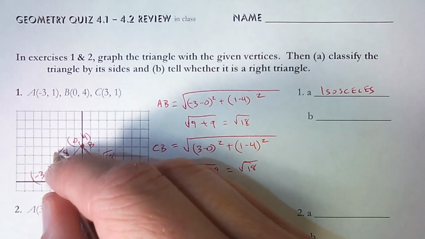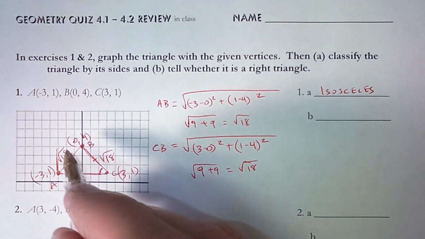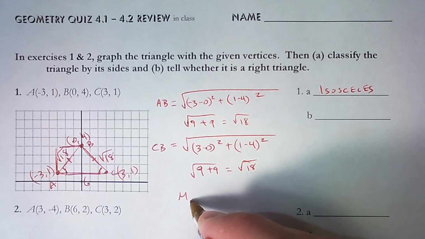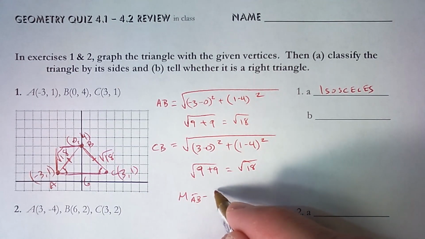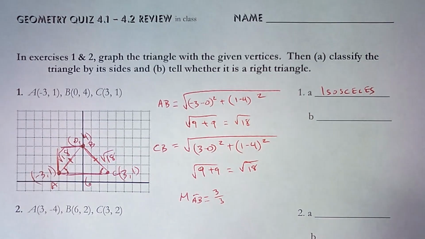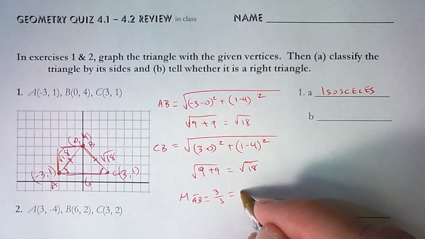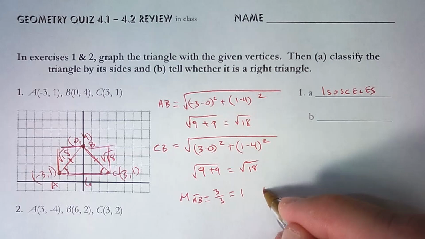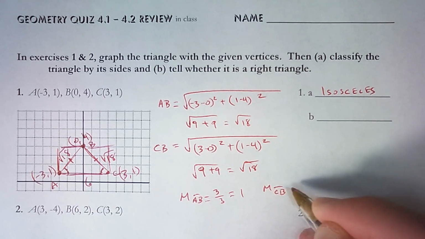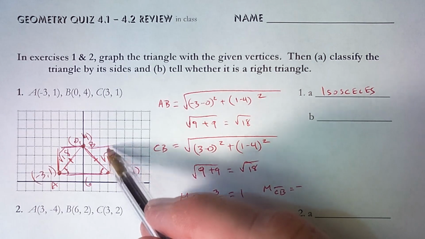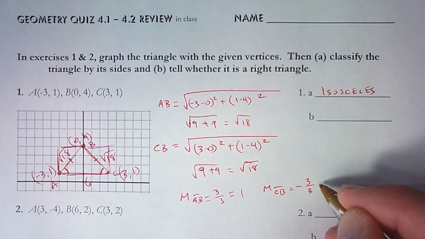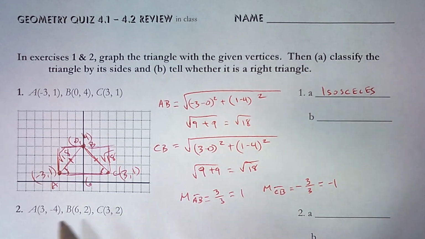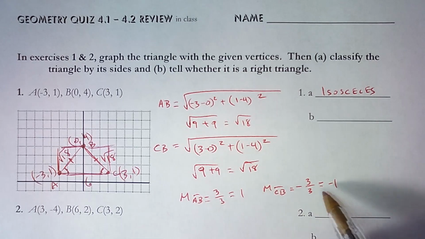So let's count the slope. So the rise is 3, the run is 3. So the slope of segment AB is 3 over 3, which is 1. Okay, the slope here, it's falling. So the slope of segment CB is negative. It's got a rise of 3 and a run of 3. So that's -1.